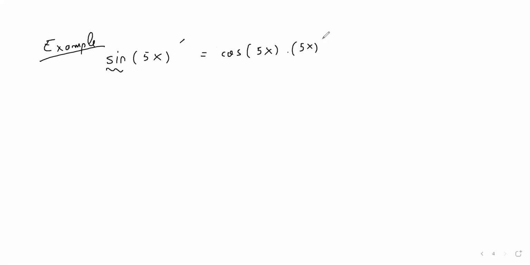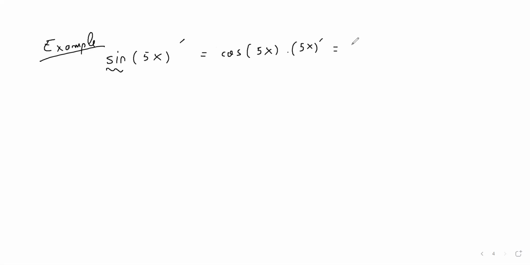Things like, say, sine of 5x. When you prime these sort of things, the result is going to be, of course, sine prime. Yeah, this can be thought of as another example, number 4. Sine prime, which is cosine of 5x times 5x prime.